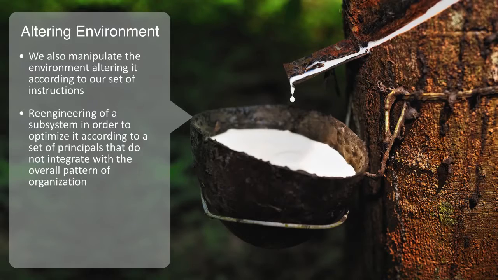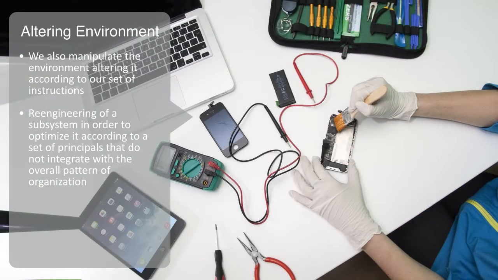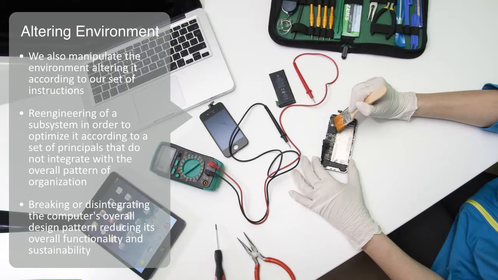Optimizing a computer's processing unit for speed, what is called overclocking, is another example of hacking. We are optimizing a subcomponent and thus breaking or disintegrating the computer's overall design pattern, which will ultimately work to reduce its long-term functionality and sustainability.